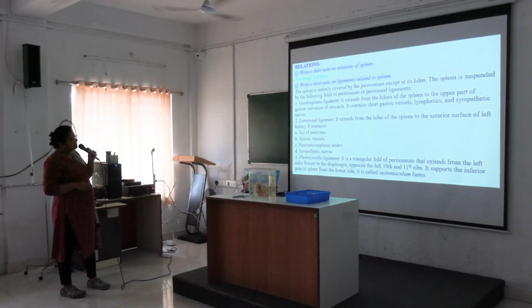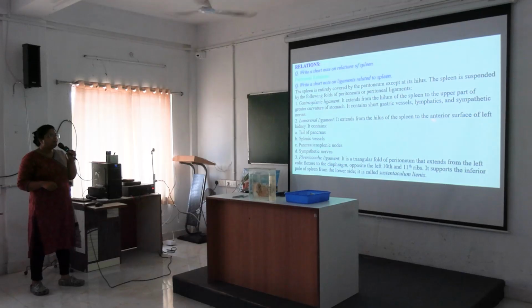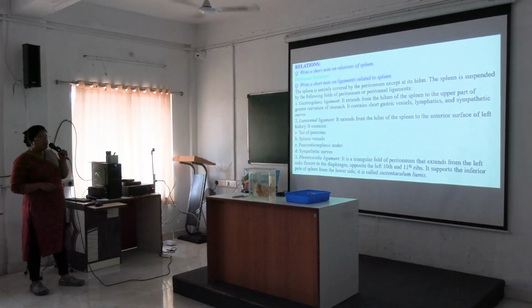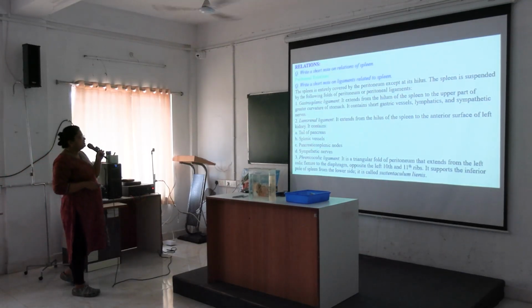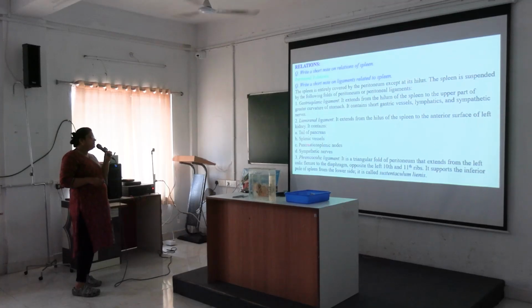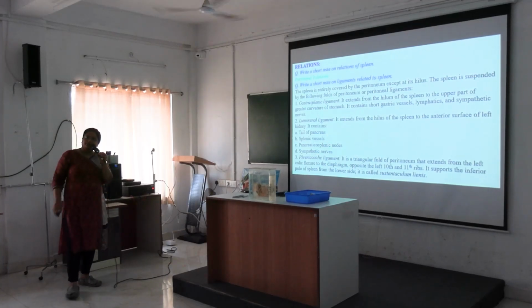Next is the lienorenal ligament, which extends from the hilum of the spleen to the anterior surface of the left kidney, and it contains the tail of the pancreas, splenic vessels, pancreaticosplenic nodes and sympathetic nerves.